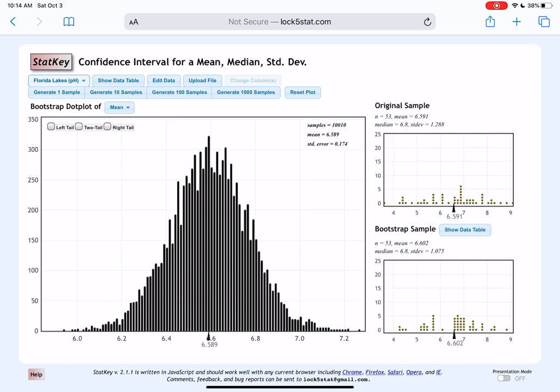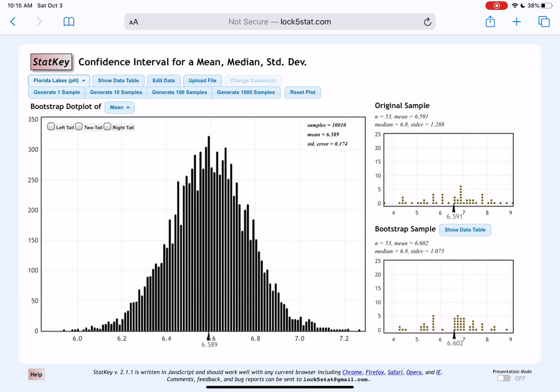So here, we could now calculate a confidence interval based off of that standard error. What we would do is the sample statistic plus or minus 2 times that standard error if we wanted to create a 95% confidence interval. So that would be 6.591 plus or minus 2 times 0.174. Note I used 6.591 and not 6.589. The 6.589 is the mean of the bootstrap distribution. It's not our original sample statistic. Our original sample statistic was 6.591.